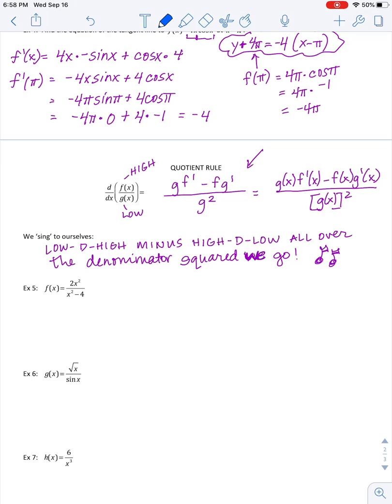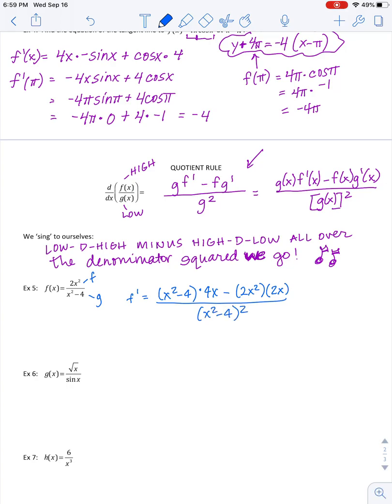Okay, and then we'll just go through a couple little practices here. Same idea as before. Again, this is going to be the high function, right? So this is f and this is g. So when I establish f prime, I'm going to take the low, which just goes in parentheses, d high, which would be times 4x, minus the high function, 2x squared, times the derivative of the bottom, or d low, which is 2x, all over the denominator squared.